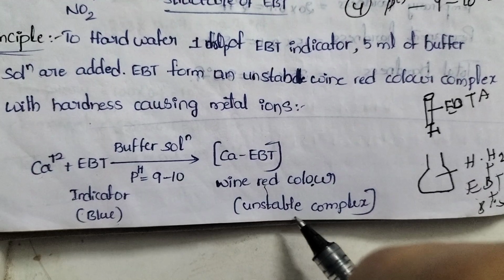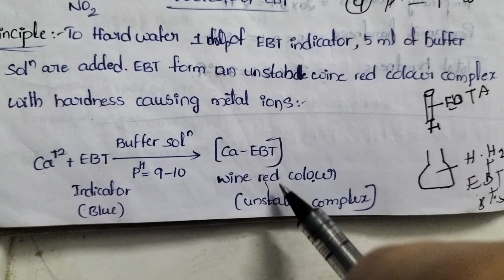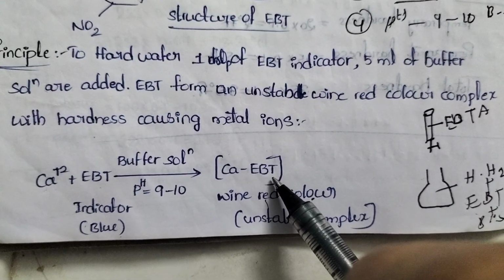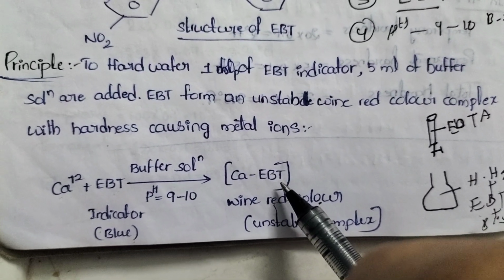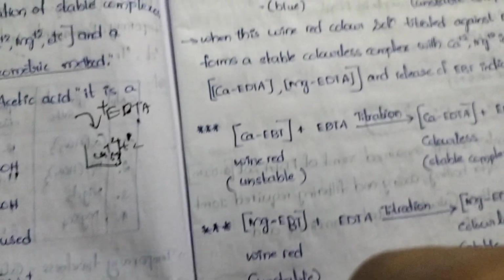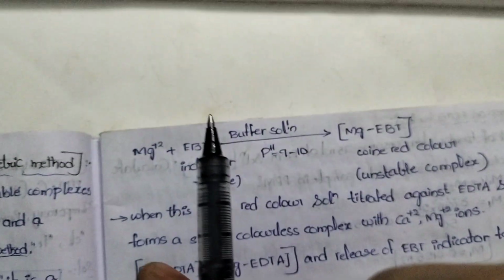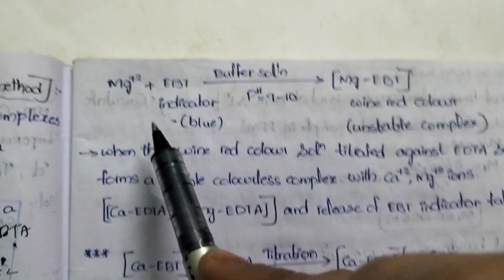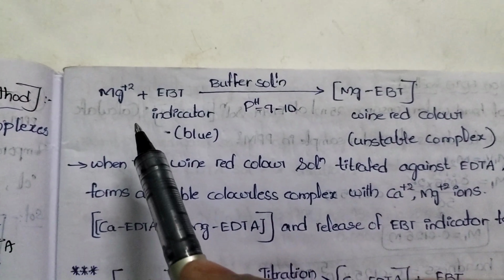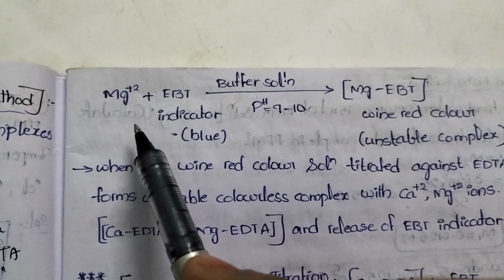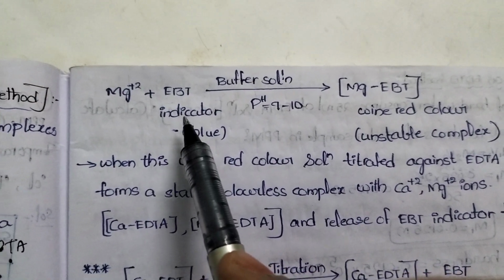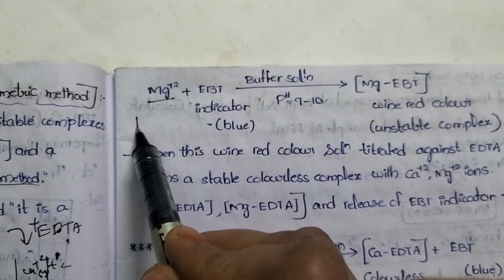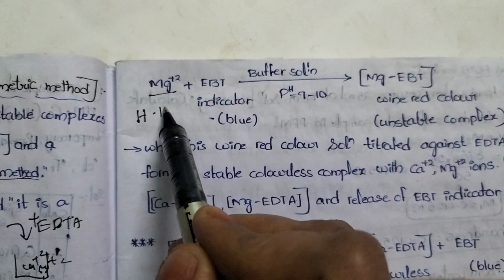Due to the formation of an unstable complex. What is that unstable complex? Calcium EBT is an unstable complex. Not only calcium, magnesium also will form an unstable complex, because hardness is mainly due to the presence of calcium and magnesium metals. Look into the reaction of magnesium. Magnesium also reacts with EBT indicator. You should remember here, whether magnesium or calcium, it indicates what?